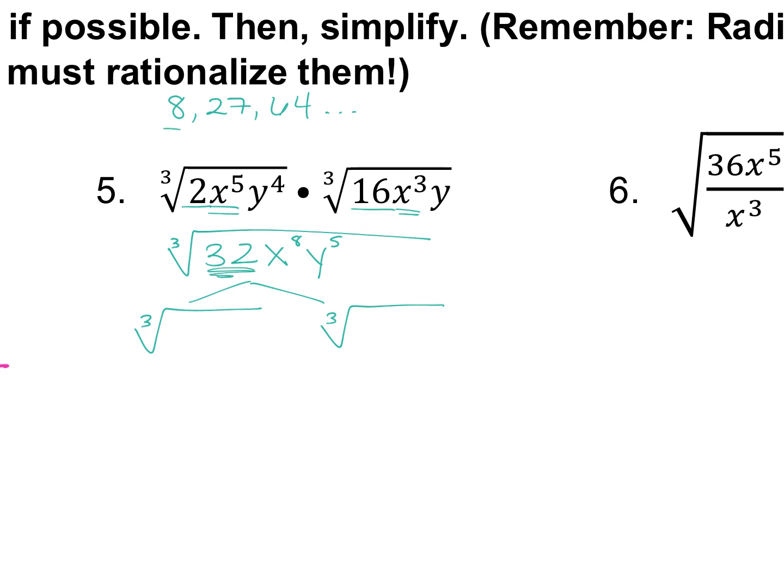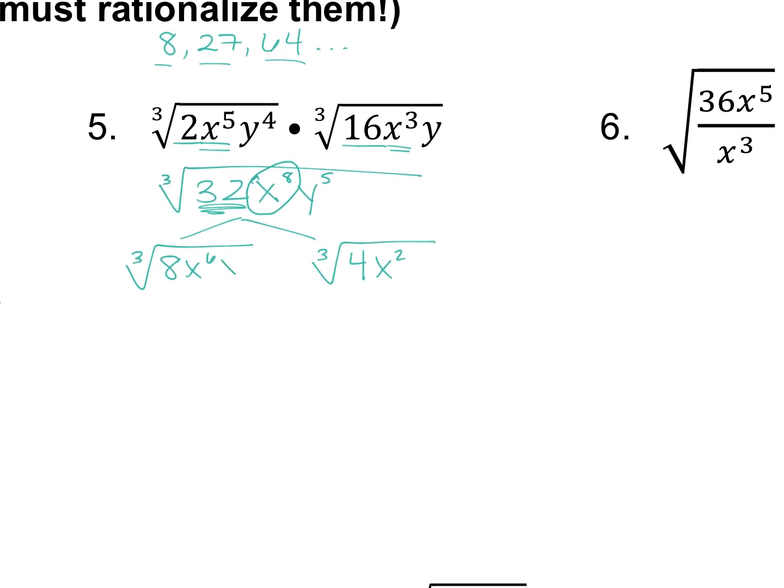32 is divisible by which of those? Well, it is divisible by 8, and it's 8 times 4. Now this, x to the 8th, has to be divisible by 3 also. So the highest under 8 that we can go is going to be x to the 6th, which means you have x squared left. And then your last one, y to the 3rd, is going to leave you with a y squared over here.